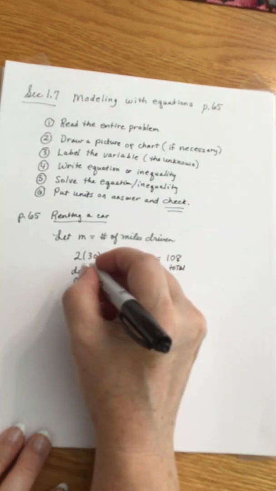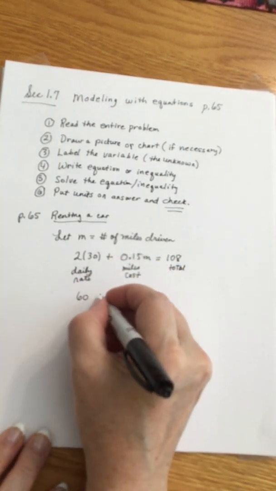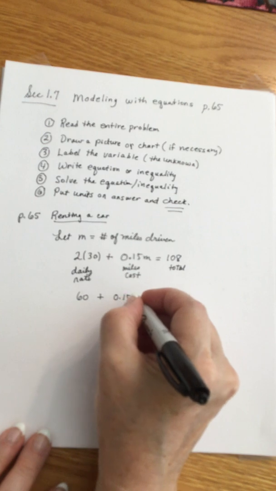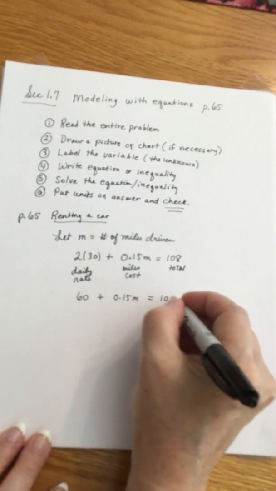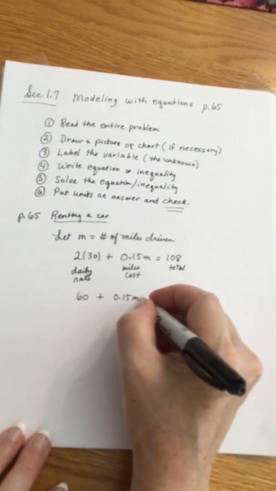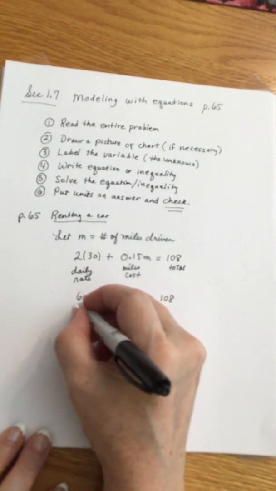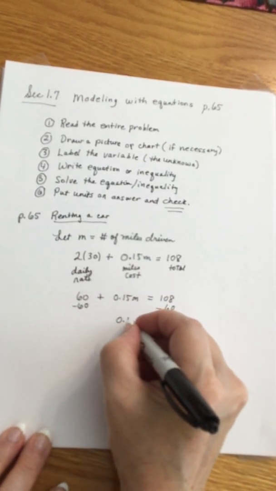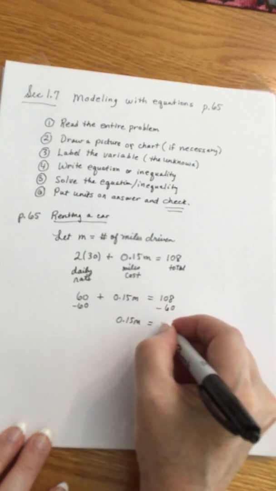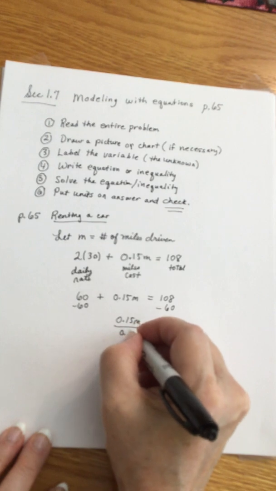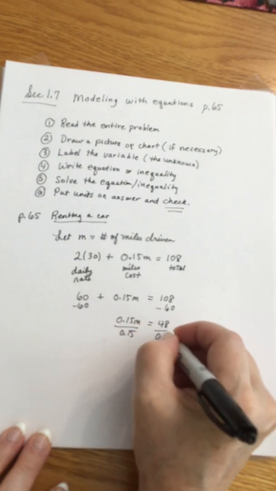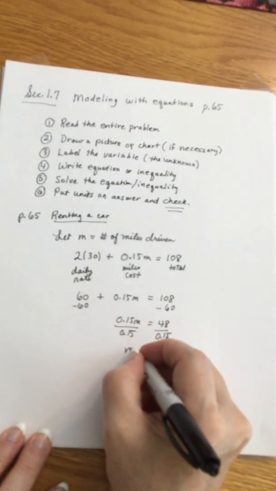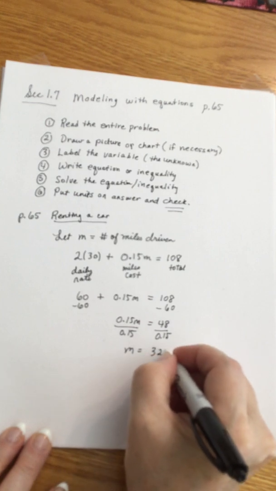So now to solve, 2 times 30 would be 60, plus 0.15m, equals 108. We're solving for m. To get m by itself, we're going to subtract 60 from both sides. 0.15m equals 48. Divide by 0.15. So we end up with m is 320.